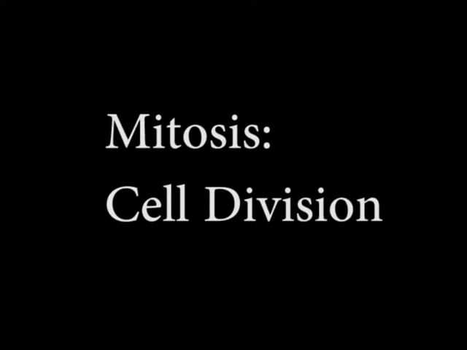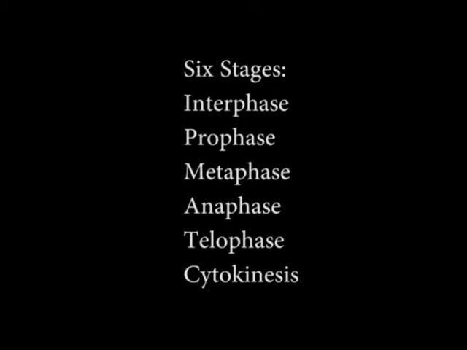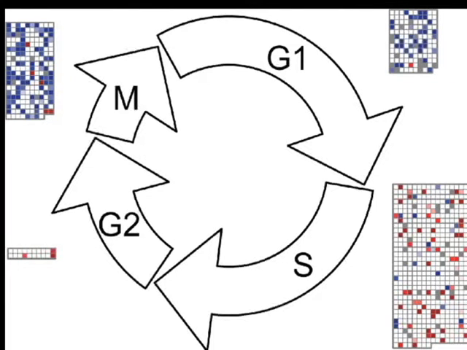Hey, this is my presentation on the cell cycle, specifically on mitosis. And the cell cycle for mitosis has 6 parts. They are interphase, prophase, metaphase, anaphase, telophase, and cytokinesis. I'll present each stage individually in order, starting with interphase.